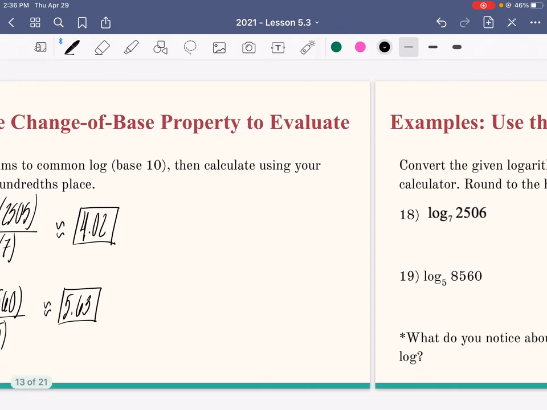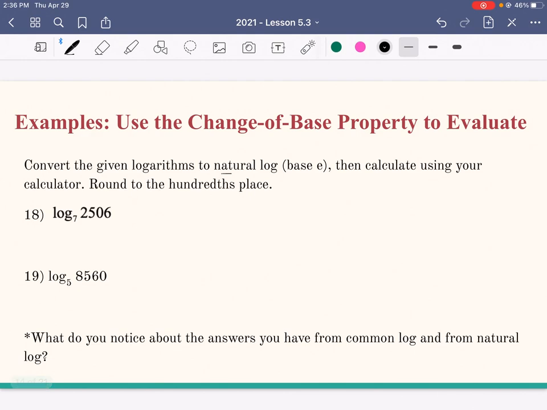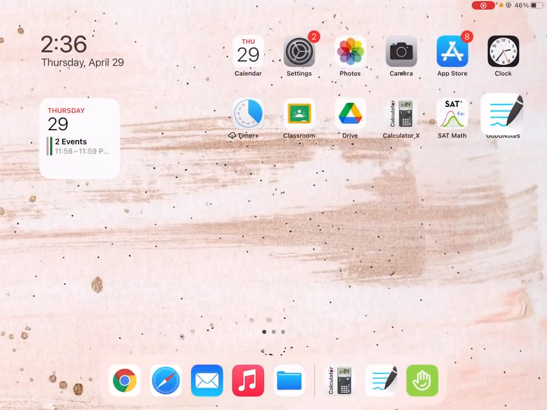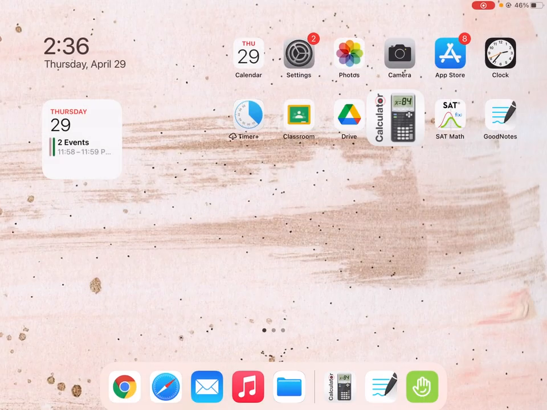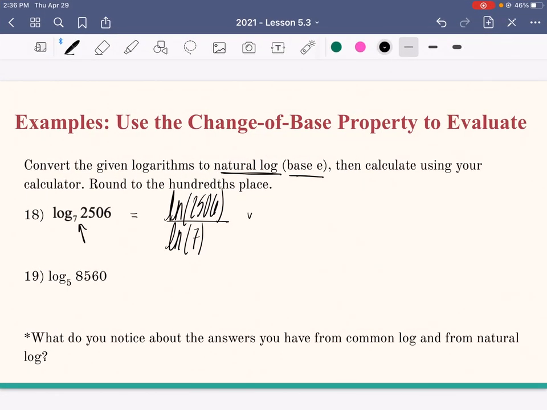All right, and then you can do the exact same thing here with converting these to a natural logarithm, base e. So all we would do is rewrite this as log base e, which is the same thing as natural log, so natural log of 2506 divided by natural log of the original base 7. If you plug that into your calculator, you're just going to use the natural log button. So natural log of 2506 divided by natural log of 7. Notice it actually gives you the same answer. So pretty cool here. Okay, so 4.02 approximately.